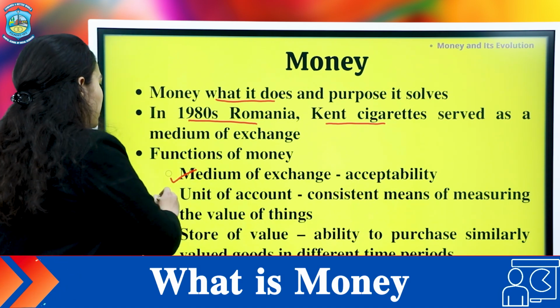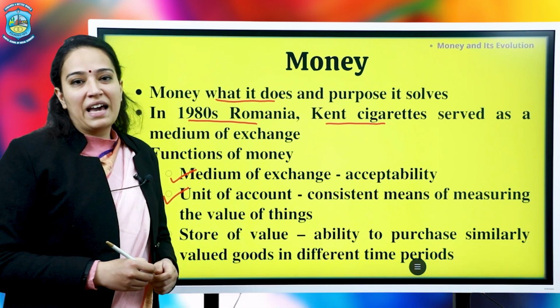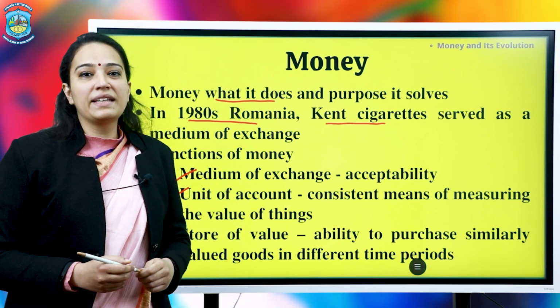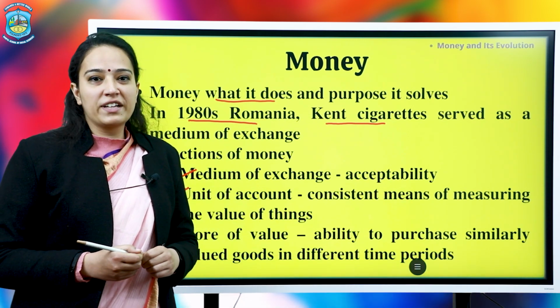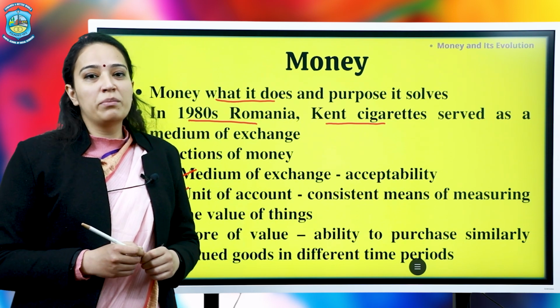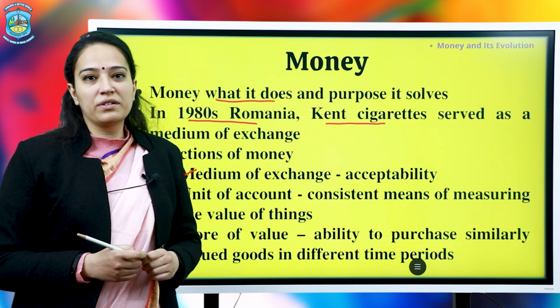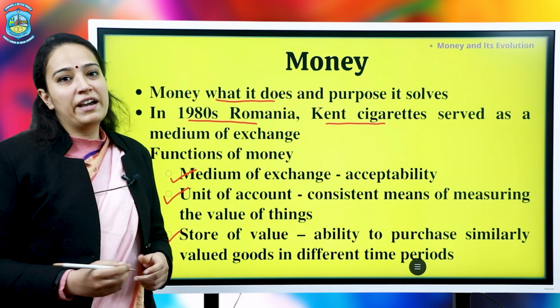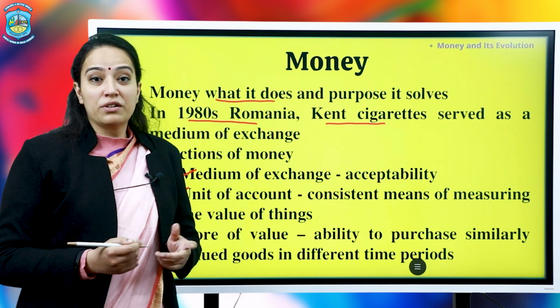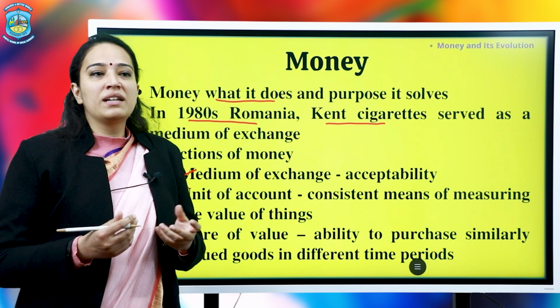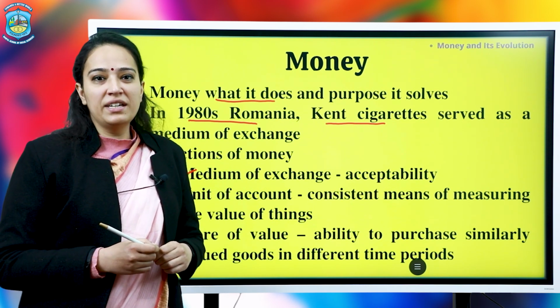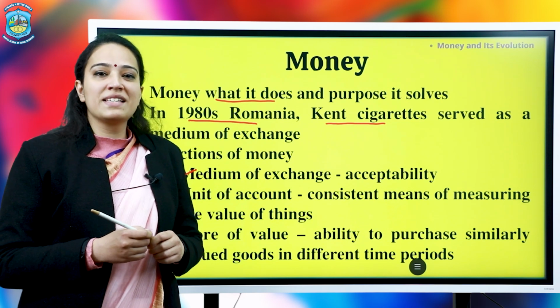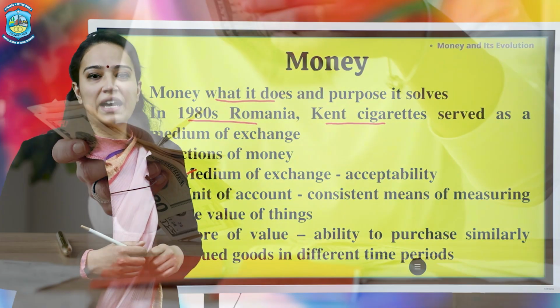Secondly, it should act as a unit of account. In that case, I should be able to fix relative values of different commodities in a consistent manner. Lastly, it should act as a store of value. If I have a 2000 rupee note, and I can purchase, let's say, a bicycle in 2020, then I should be able to purchase the same bicycle in 2023 as well.